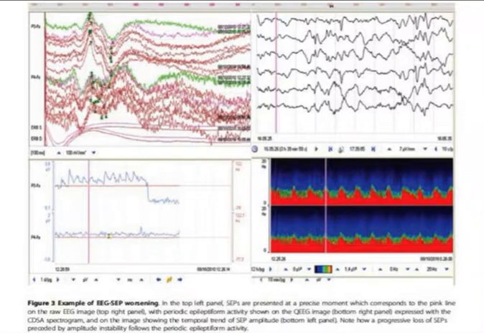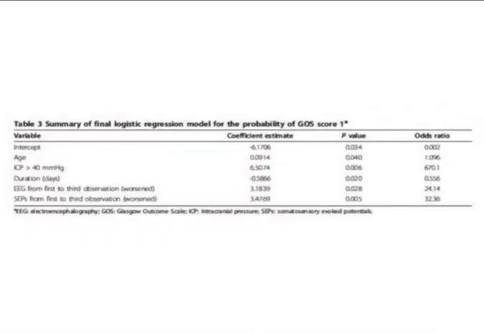And this is an example of EEG and evoked potentials worsening in a patient. They used this approach in a group of patients, and you see that the EEG decline from the first to the third observation, so a worsening, was significantly associated with worse outcome. And worse outcome also meant, for example, ICP elevation. So you can track secondary brain damage.